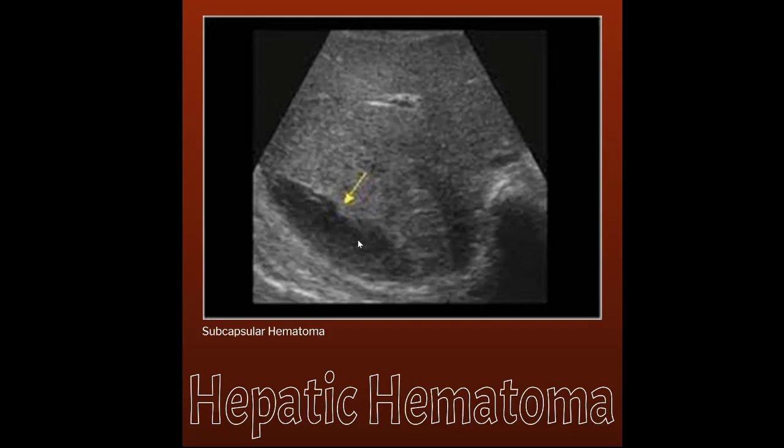This hematoma is found in between Glisson's capsule and the liver parenchyma. And the hematoma is pushing the liver parenchyma away from the capsule. So that makes this a subcapsular hematoma.